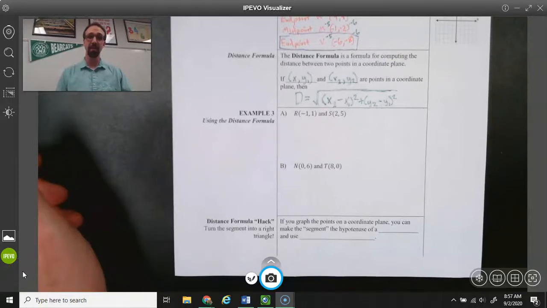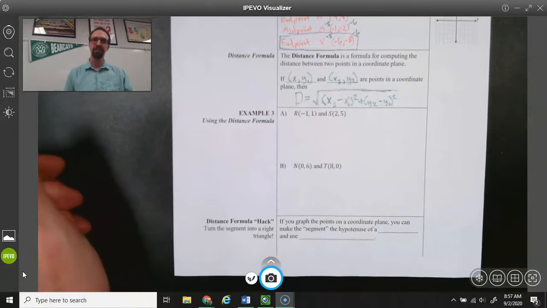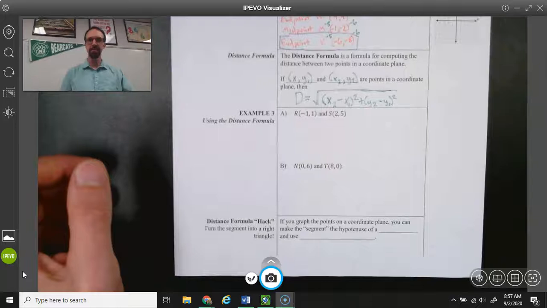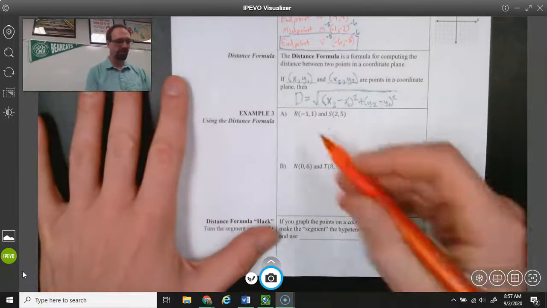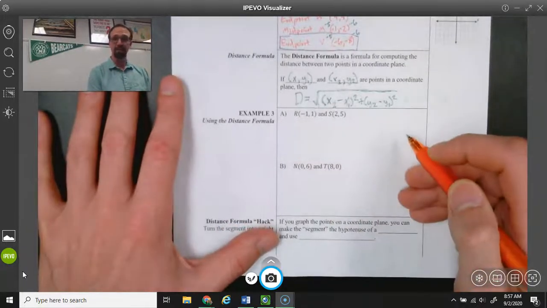Hi, welcome to example 3 of the Unit 1 Day 4 notes. Today we're going to be looking at using the distance formula. We're going to use that for these two coordinates here. So we're going to find the distance between R and S.